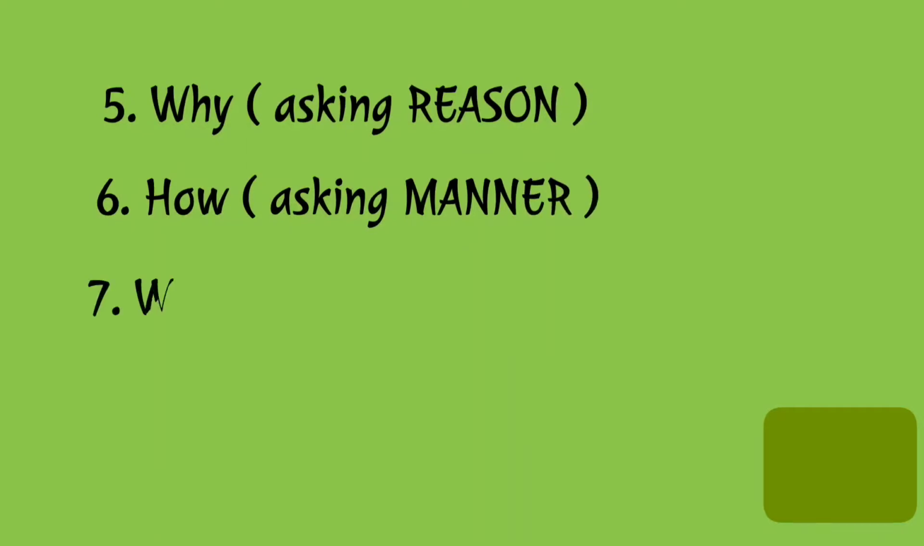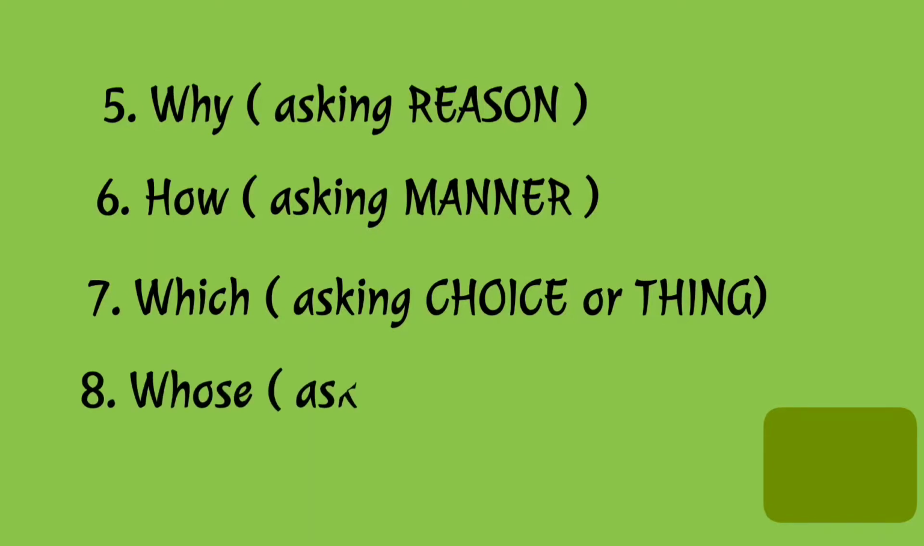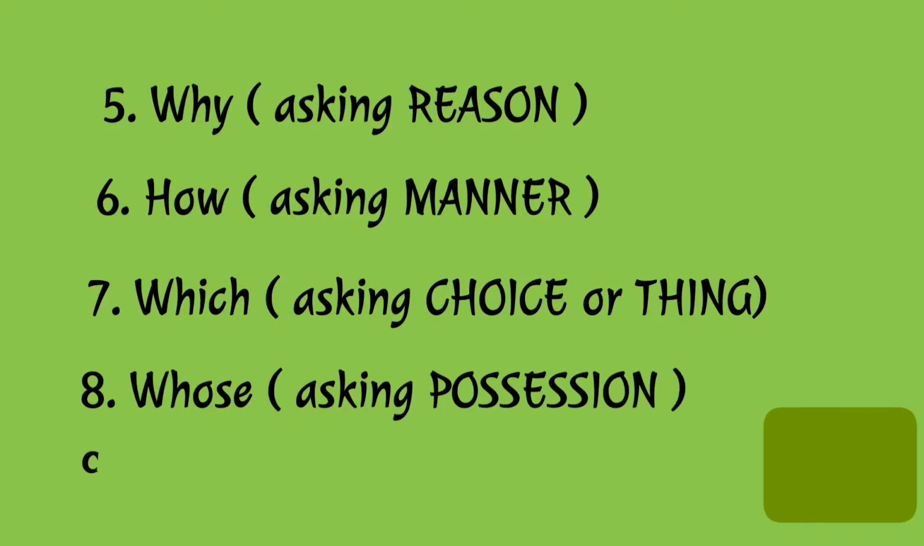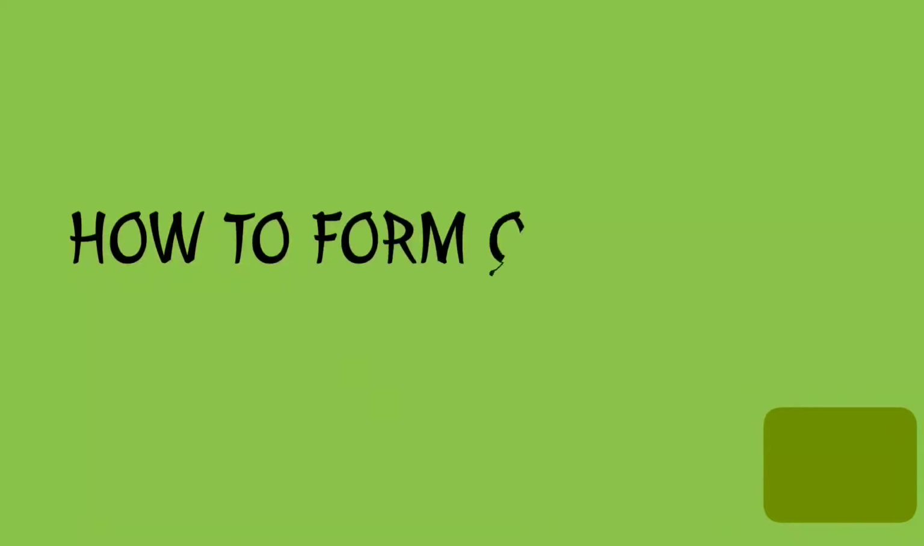How. Number 7, we have which. It is to us choice or thing. Which. And then next, number 8, whose. It is to us possession. Number 9, we have what. It is used to us thing. Okay, please memorize these question words then. And then now, how to form the question by using question words.